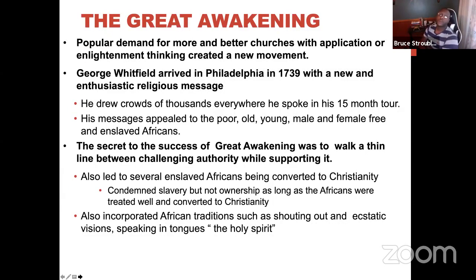Now, also what's going to stimulate the cultural change in the colonies, and we're really talking amongst whites here, was the so-called Great Awakening, which was a growing demand for better churches with the application of Enlightenment thinking. So George Whitefield, an English preacher, comes to Philadelphia in 1739 with this new and enthusiastic religious message that got a lot of people excited. He drew crowds in the thousands wherever he spoke on a 15-month tour. His message appealed to the poor, old, young, male, female, and even slaves.